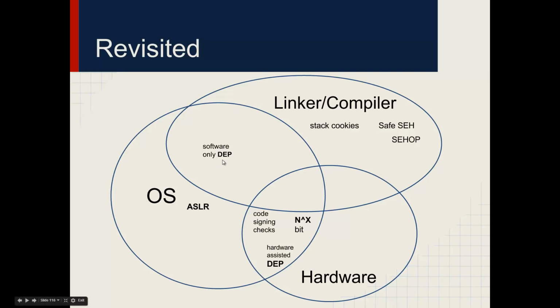DEP is the equivalent of NX on the Windows side, and there can be a number of different implementations for it. It's either a combination between the linker and compiler and the operating system for software-based DEP, or the operating system and hardware, and we'll get more into this later. Haven't really covered code signing checks. They are extremely effective at preventing exploitation and perhaps the installation of malware on your devices.